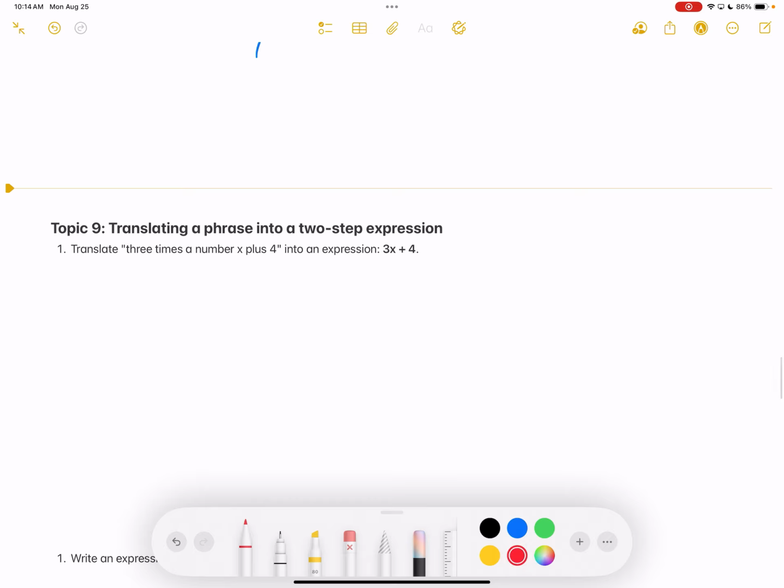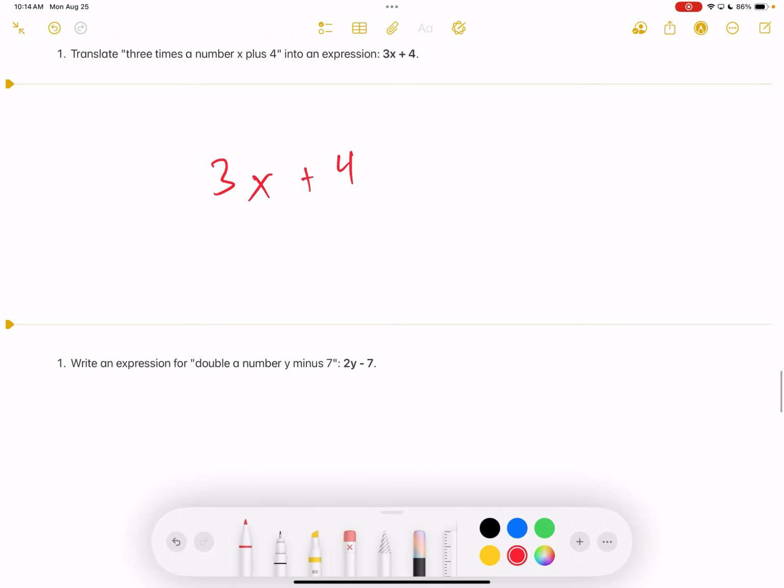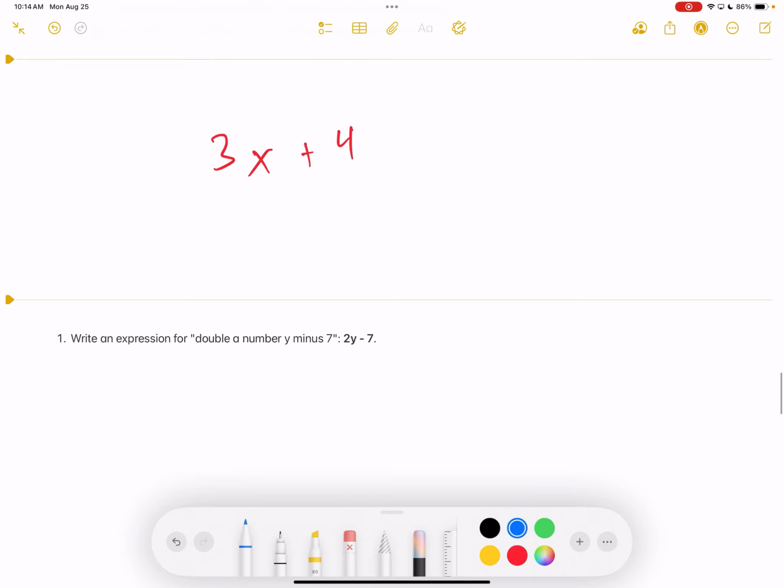Here's a 2-step one. So 3 times a number x plus 4. So I have x is my number. You always want to identify your number, what it is first. And I'm doing 3 times that and then plus 4. Got to take those word by word. Write an expression for double a number y minus 7. So I have a number y. I'm doubling that and then minus 7.